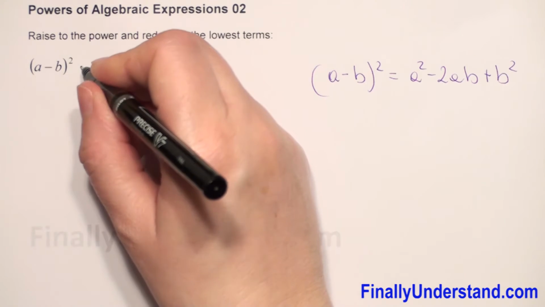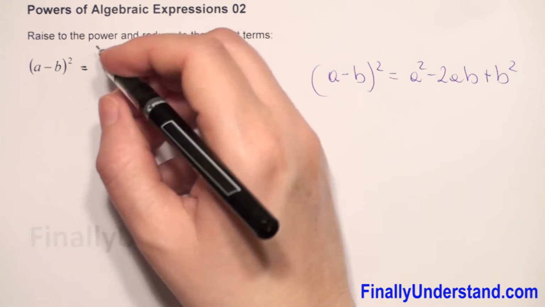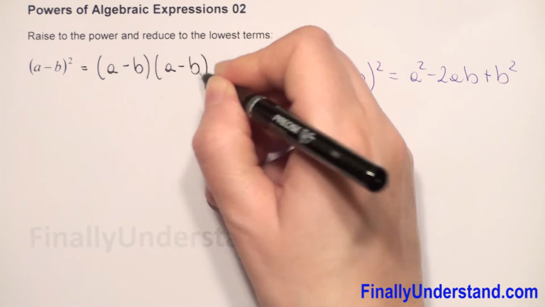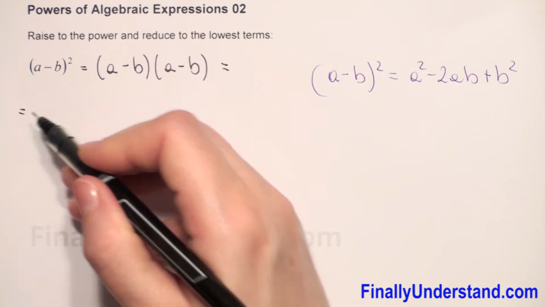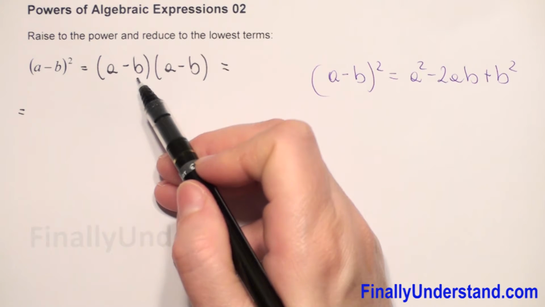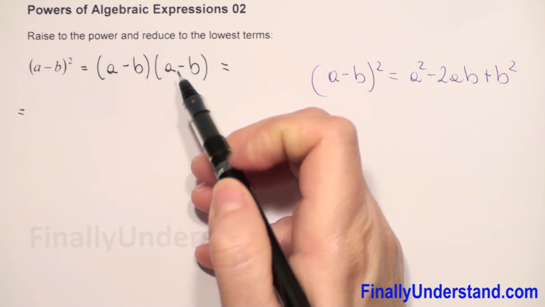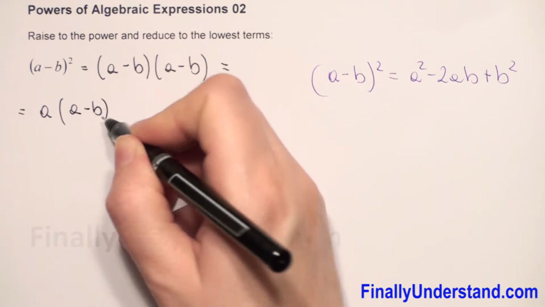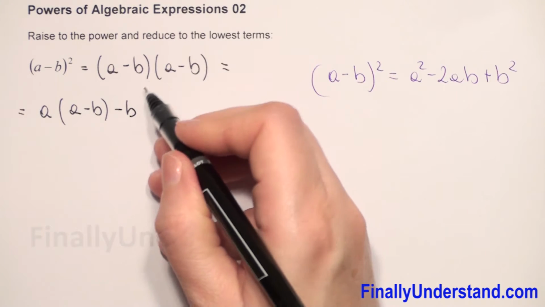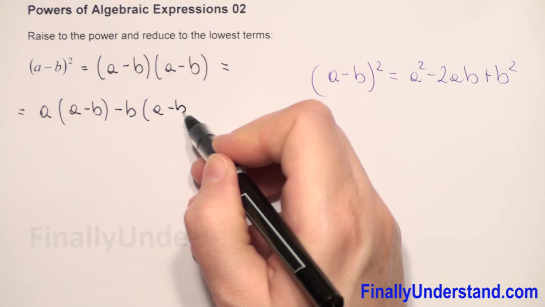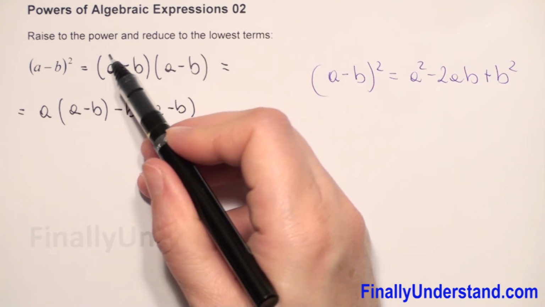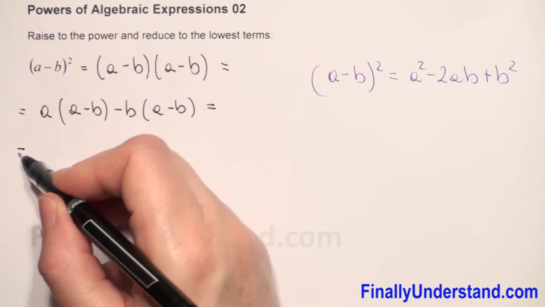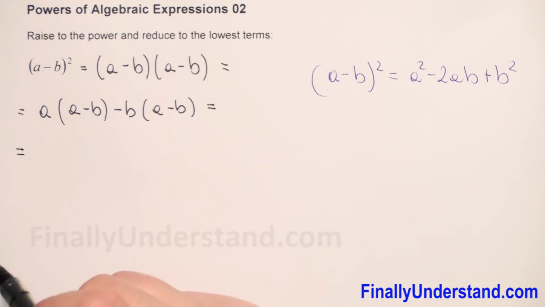But if you forget, we can always rewrite that (a - b) to second power, this is (a - b) times (a - b). Next, we have to multiply every expression in the first parenthesis by every expression in the second parenthesis. So we have a times (a - b), and we have negative b times (a - b). Every expression in the first parenthesis by every expression in the second parenthesis. So this is equal. Now we have to use distributive law of multiplication.